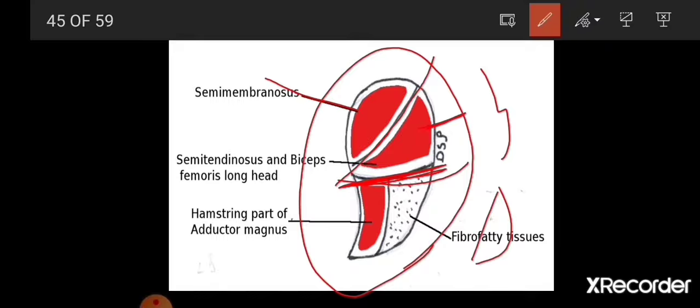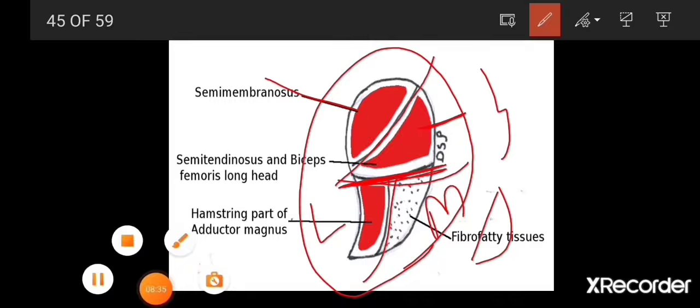This is superomedial part. It is giving origin to semitendinosus and biceps femoris long head. So these two muscles are arising from the superomedial part, and superolateral part gives origin to semimembranosus muscle. The lower triangular part is again divided into the lateral and the medial part. The lateral part gives origin to hamstring part of the adductor magnus, and the medial part is lodging the fat. So this fat is providing cushion effect during sitting.